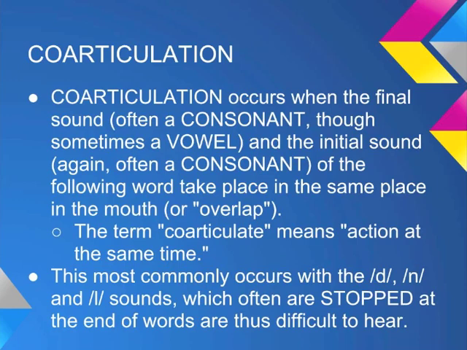Co-articulation occurs when the final sound, often a consonant, though sometimes a vowel, and the initial sound, again often a consonant, of the following word take place in the same place in the mouth or overlap. So the term co-articulate basically means that the action is occurring at the same time. This most commonly occurs with the d, n and l sounds, which often, again, are stopped at the end of words and are thus difficult to hear.